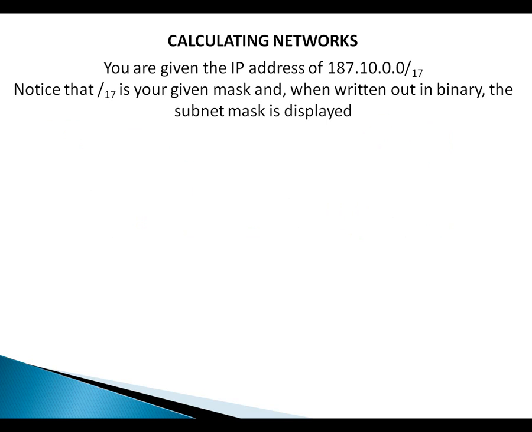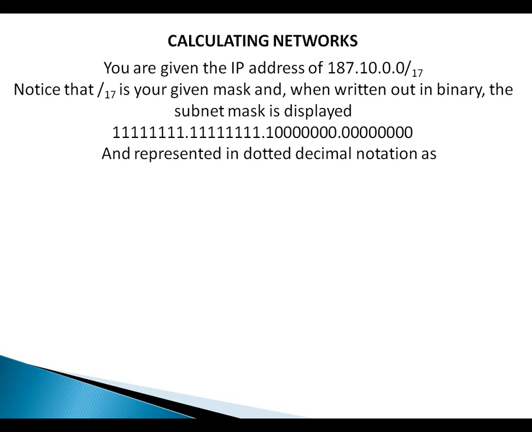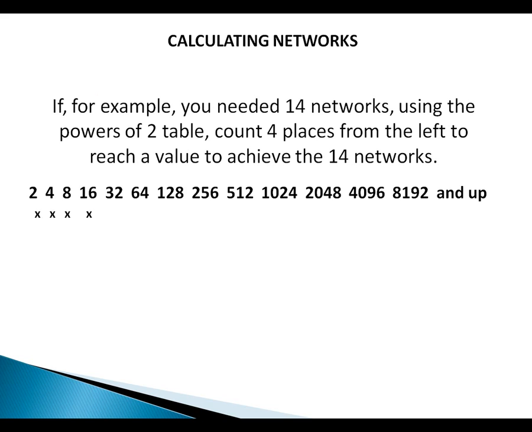Calculating networks. You're given the IP address of 187.10.0.0/17. Notice that the /17 is your given mask, and when written out in binary, the subnet mask is displayed and represented in the dotted decimal notation as 255.255.128.0. If, for example, you need 14 networks using the powers of 2 table, you count 4 places from the left to reach a value to achieve 14 networks.